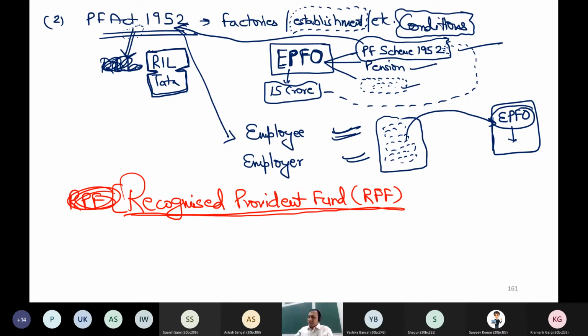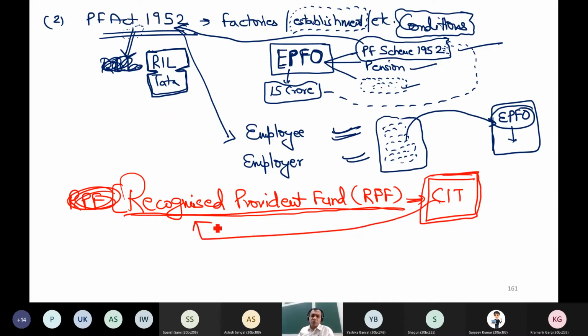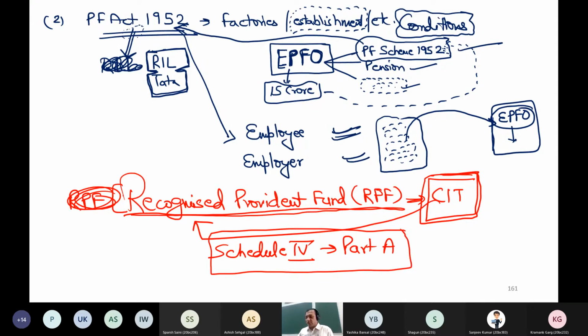Commissioner of Income Tax. Any provident fund which is recognized by CIT, the Commissioner of Income Tax, will be known as a recognized provident fund. There are conditions involved: which fund can be recognized? We have Schedule 4 under the Income Tax Act. It's only for the knowledge. Schedule 4 under the Income Tax Act, Part A, tells what formalities and procedures are required for your fund to be a recognized provident fund.